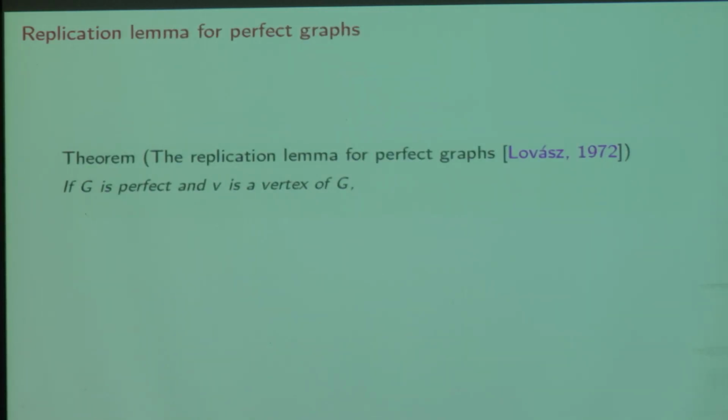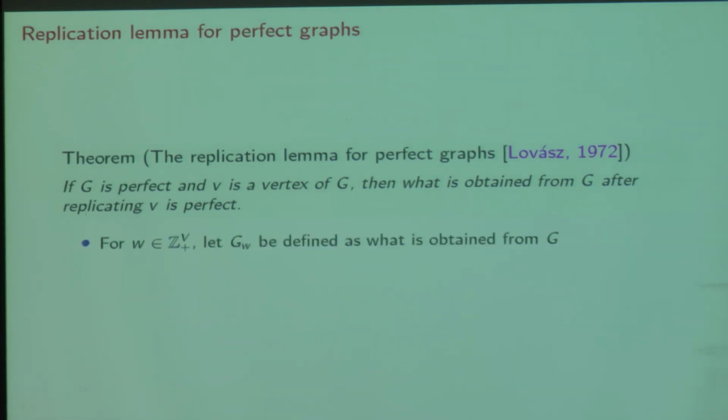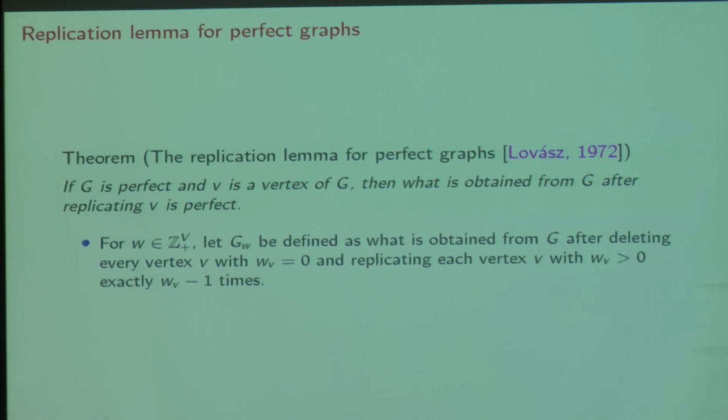So Lovász proved the following theorem. Given a perfect graph and a vertex, replicating this vertex preserves perfection in your graph. And you can apply this procedure of replicating vertices many times. That corresponds to taking some non-negative integer weights. If you have a 0 weight, you delete the vertex. And if you have a positive weight w_v, you copy w_v copies of your vertices by applying this replication procedure. So as a result, you get this nice theorem.